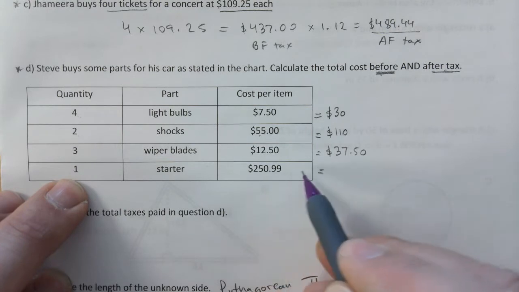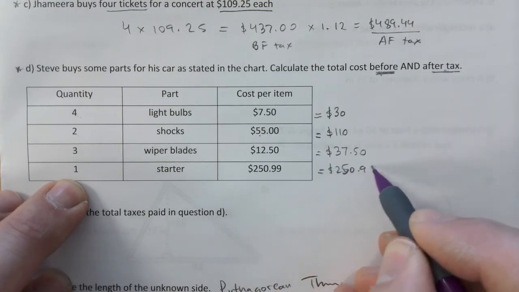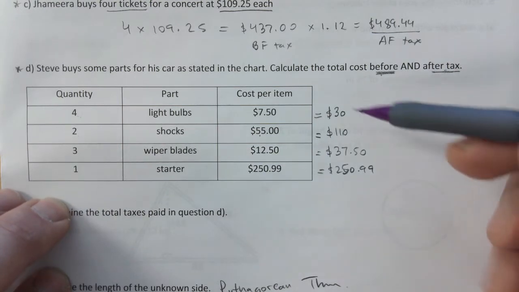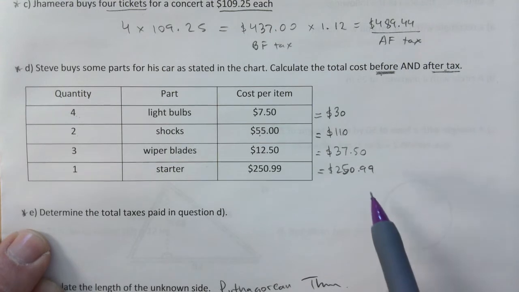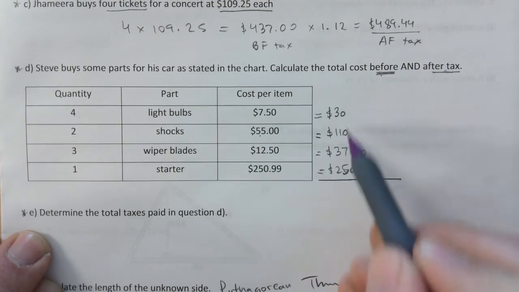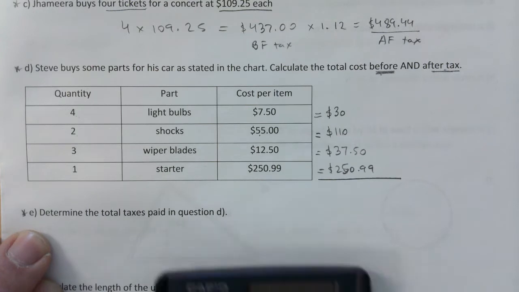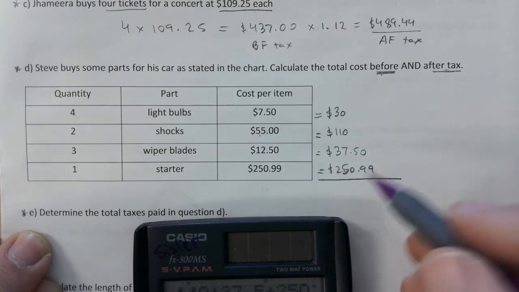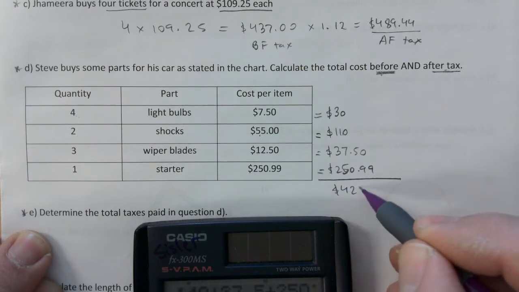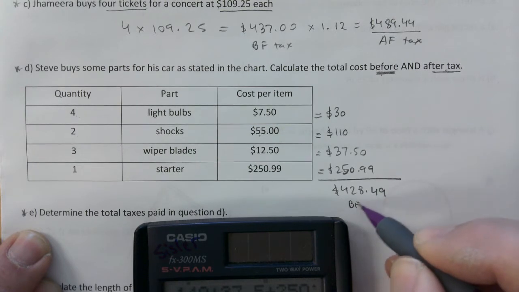And then 1 times 250 is just, it is what it is, right? 99. So you've calculated it for each category what it would be. And so we're going to add that up, right? So 43,750 plus 250.99. And that's 428.49. That's before tax.